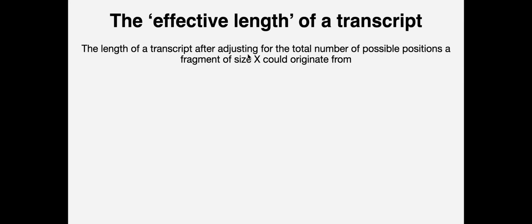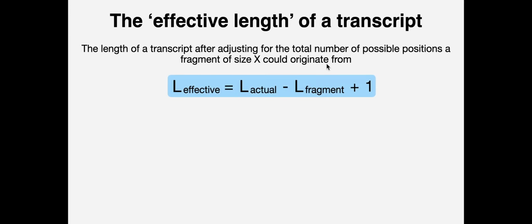So the effective length is the length of a transcript after adjusting for the total number of possible positions that a fragment of some size x could originate from. That's kind of complicated to think about, so let's do an example here, and let's actually start with a formula. The effective length is calculated by taking the actual length of the transcript, subtracting the length of your fragment that you're trying to figure out if it could have come from that, and adding 1 to it.